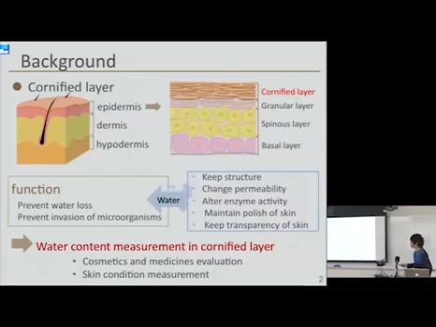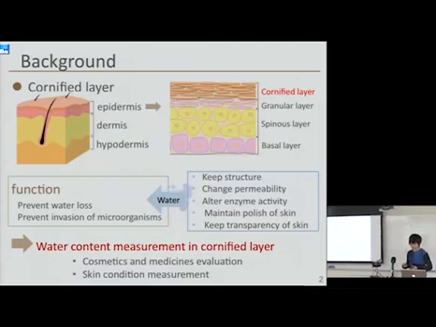For example, it prevents water loss from our body, and it prevents invasion of microorganisms or chemical agents into our body. And the water in the colonified layer also has important functions. It keeps the structure of the colonified layer, it changes the permeability of skin, it alters enzyme activity in the colonified layer, it maintains polish of skin, and it keeps transparency of skin.